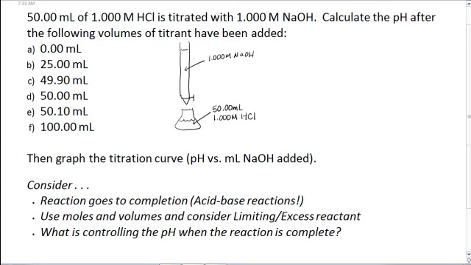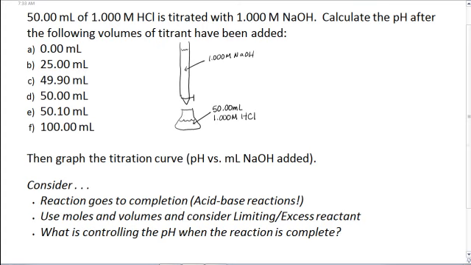And what I want you to do is I would like you, for these 6 points, to compute the pH. So for part A, I want you to compute the pH of just the acid before you've added any base. That's a simple computation. And then for part B, you're adding some base, but not enough to actually react all the acid. So this is a limiting and excess reactant problem. Think Captain Kirk from last week.